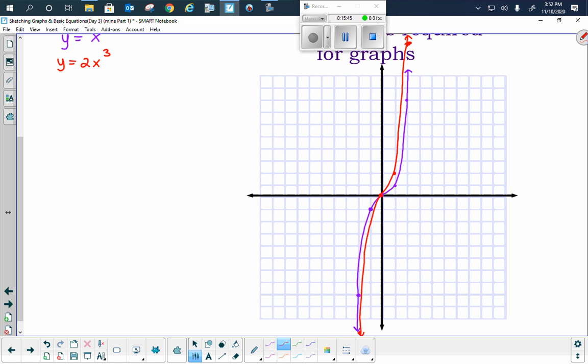And again, arrow on the ends, since that's going on forever. Okay, so there's your difference there. So again, just label all 5 points and you would have your full credit.